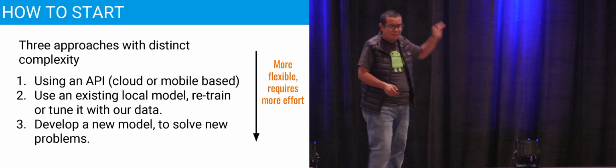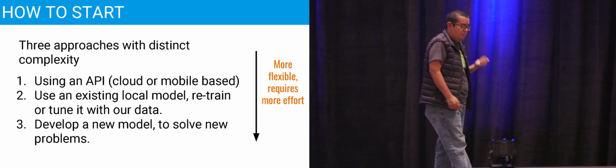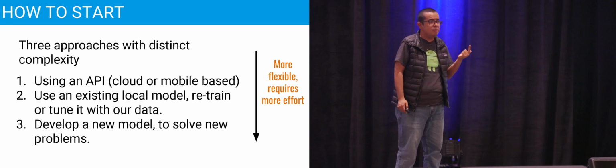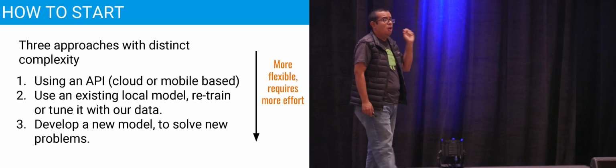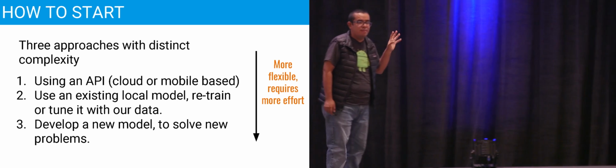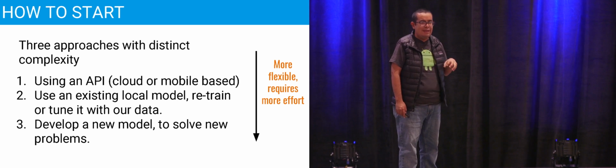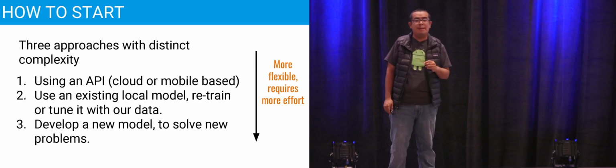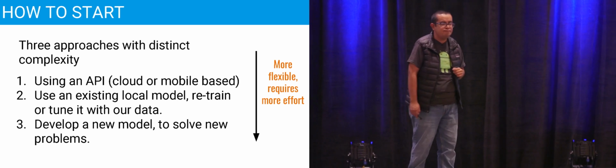So we're going to cover the first one with three different APIs: Google Cloud Vision API, Cognitive Services from Microsoft, and IBM Watson. We'll also see a sample using Mobile Vision API that's offline, that's running on the device. And finally, we'll see a sample retraining a pre-existing model using TensorFlow.